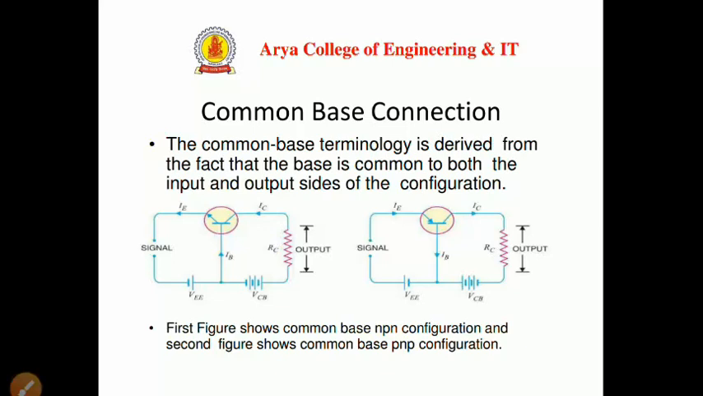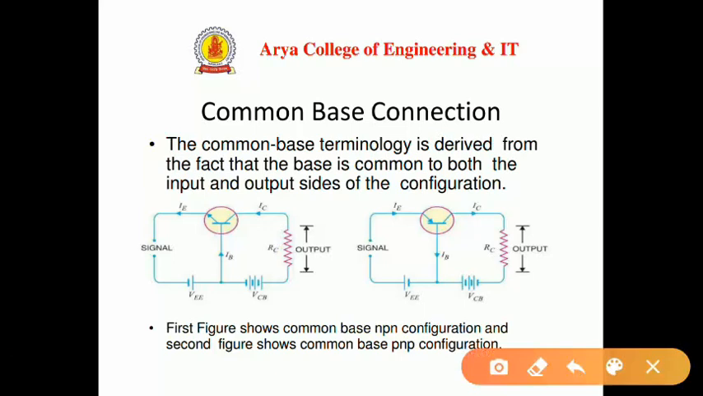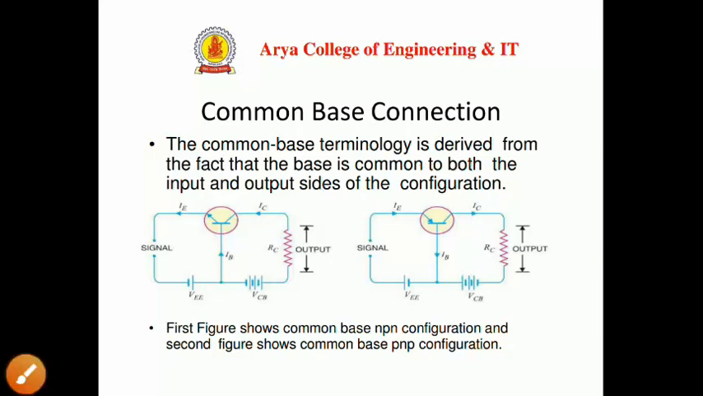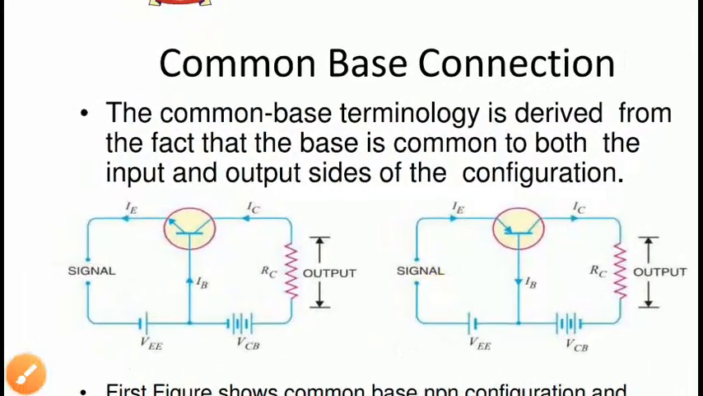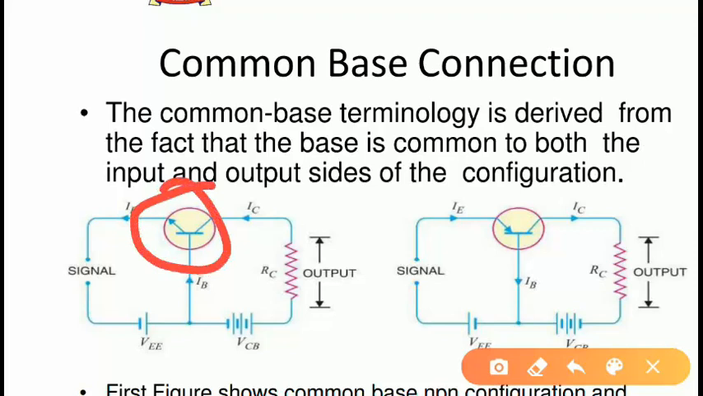The common base configuration is derived from the fact that the base is common to both the input and output sides of the configuration. You can see in the image clearly that there is an NPN transistor, and its N terminal is connected to the negative terminal of the battery, and the P region is connected to the positive terminal of the battery. So this is forward biasing at the emitter base junction, and this is a PNP transistor.